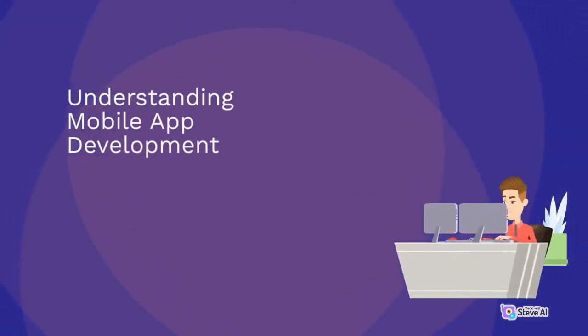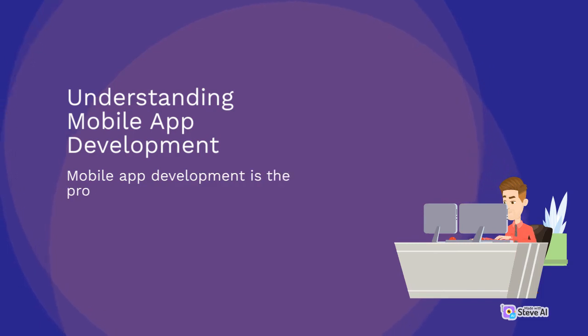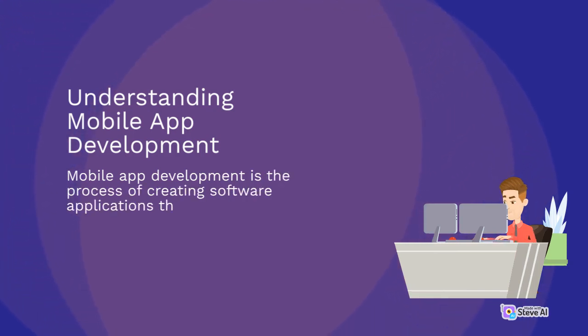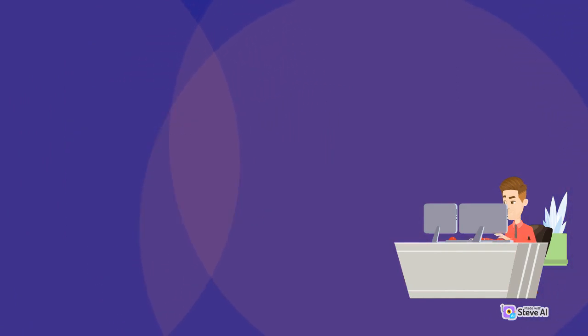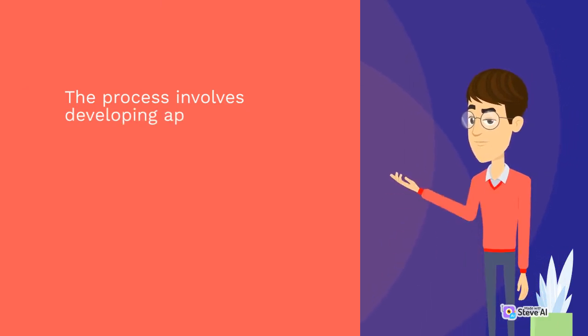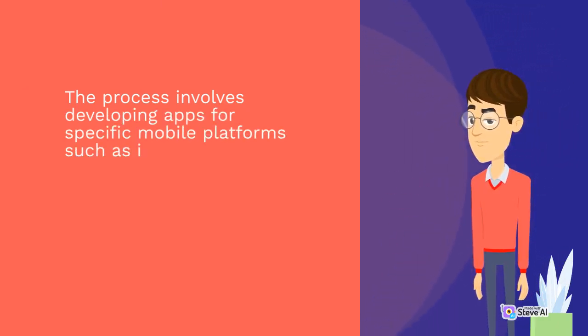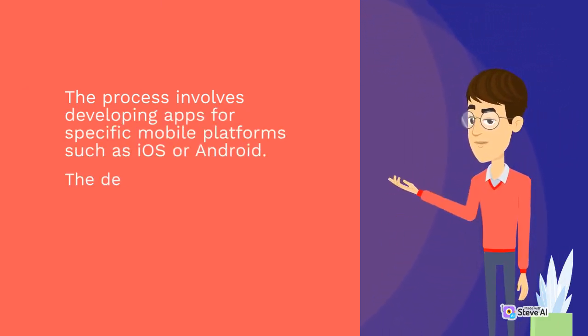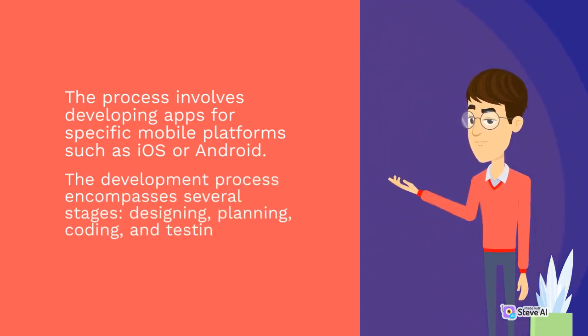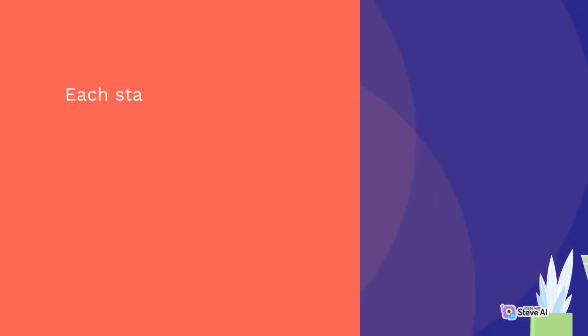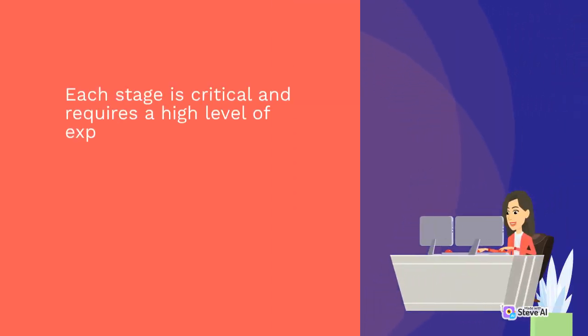Understanding mobile app development. Mobile app development is the process of creating software applications that run on mobile devices, such as smartphones and tablets. The process involves developing apps for specific mobile platforms such as iOS or Android. The development process encompasses several stages: designing, planning, coding, and testing. Each stage is critical and requires a high level of expertise and attention to detail.